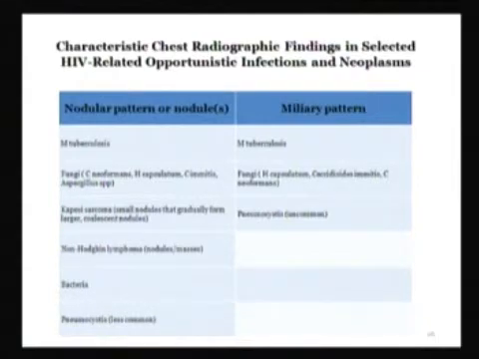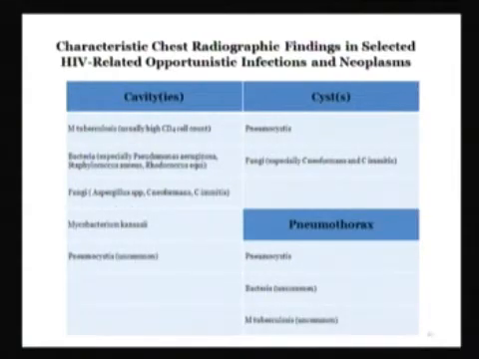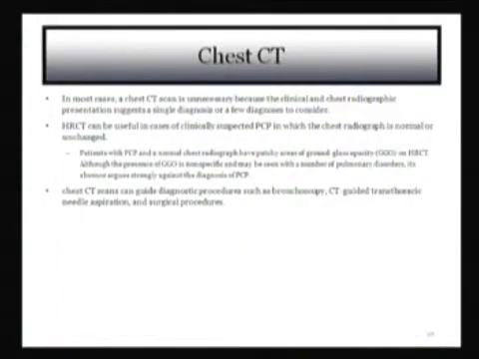Miliary pattern is also more suggestive of tuberculosis, irrespective of the CD4 count. Cysts are seen with Pneumocystis pneumonia. Pneumothorax can be a presentation of Pneumocystis pneumonia, and so on. A chest CT in most cases is not necessary because you can get your diagnosis by talking to, examining, and looking at a chest X-ray of your patient and trying to get either a sputum culture or even going ahead and getting a bronchoscopy.